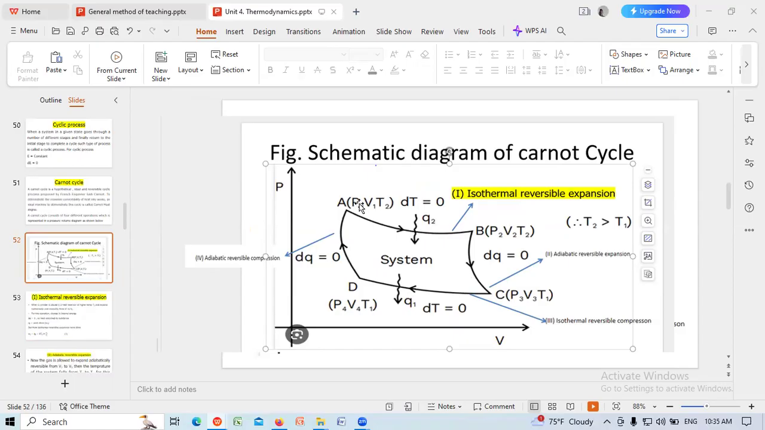In this system, A to B is isothermal reversible expansion. In this case, temperature is constant. P1, V1, P2, V2. Pressure and volume change, but temperature is T2. That's why dT equals 0, and heat absorbed is Q2. And B to C is the adiabatic reversible expansion. T2 is greater than T1.